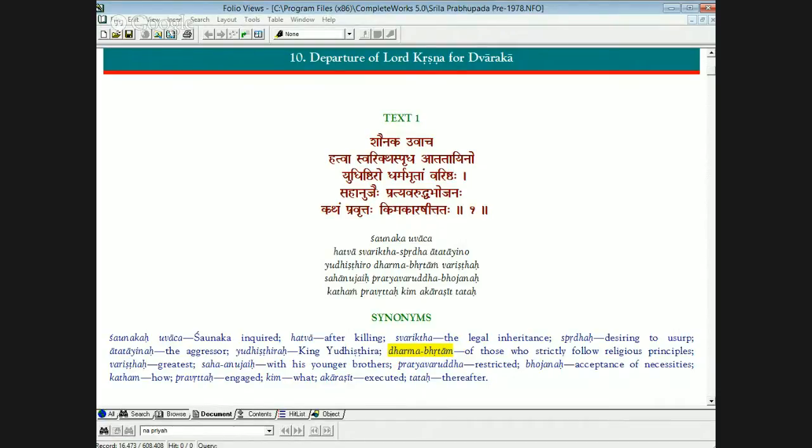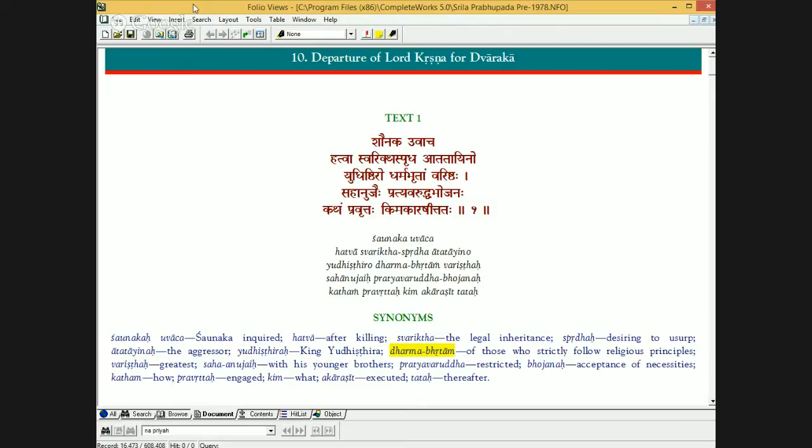Om Namo Bhagavate Vasudevaya. Om Namo Bhagavate Vasudevaya. Om Namo Bhagavate Vasudevaya. Om Namo Bhagavate Vasudevaya. Om Namo Bhagavate Vasudevaya. Om Namo Bhagavate Vasudevaya.